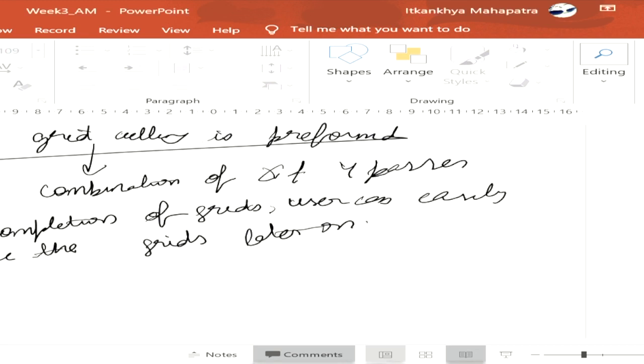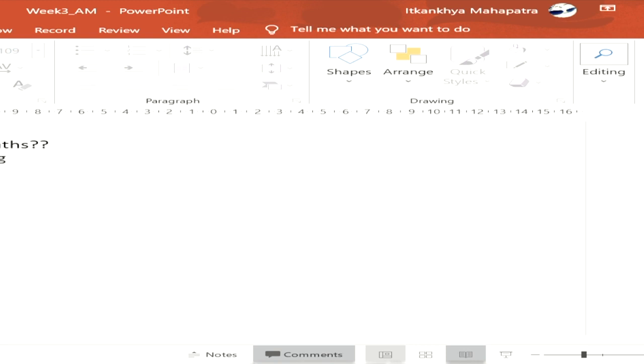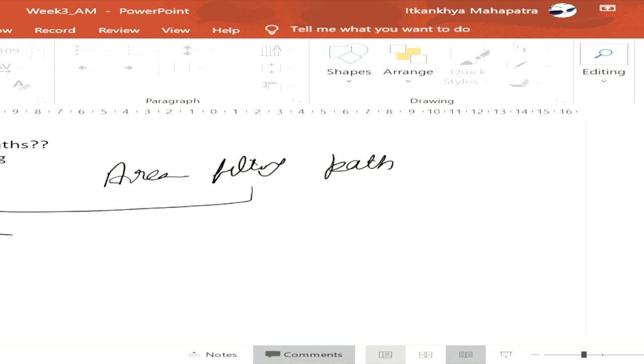Okay, so next question. This question is a little different. We'll discuss what exactly the area filling path is. One of them is grid cutting. What are the methods involved in area filling? We will discuss all these.